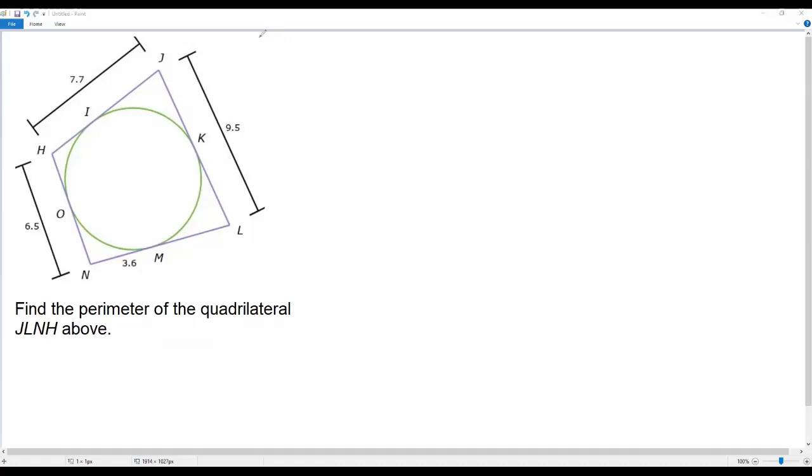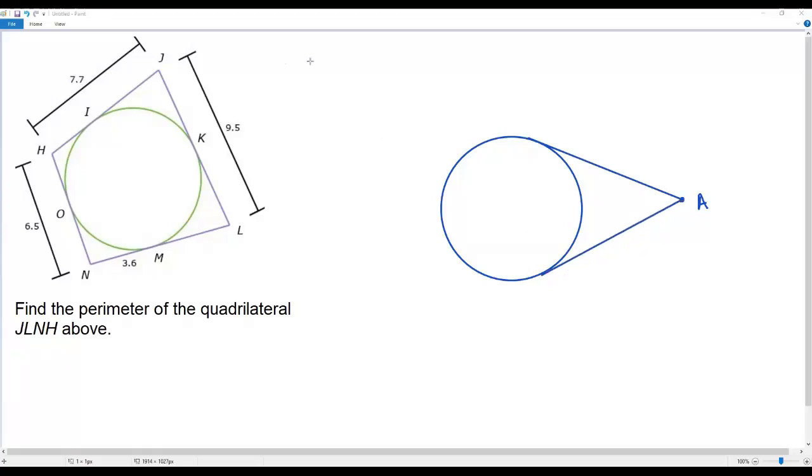To solve this problem, let's understand a concept. Let me consider a circle, and I'm going to draw two tangents to this circle from an external point. External point means a point which is outside of the circle. Let's say this is a point A, and I'm going to draw two tangents to the circle from the external point A. This is the first tangent, and let me draw another tangent from the same external point A to the circle. This is the second tangent.